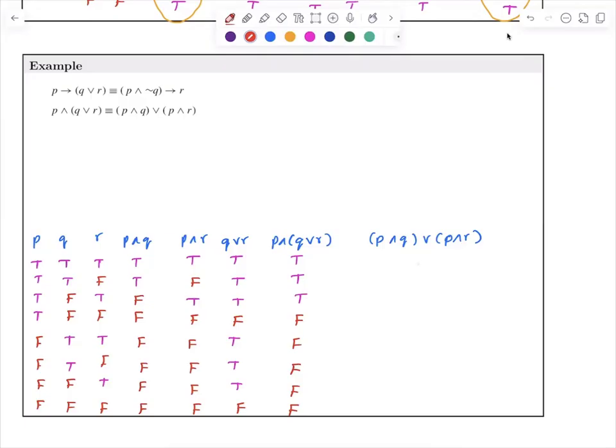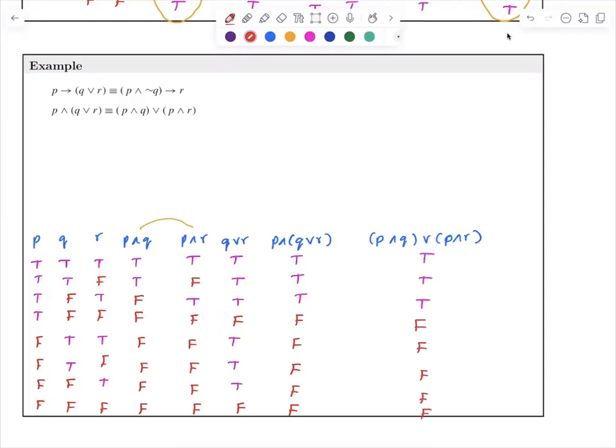combine P and Q or P and R. P and Q, P and R, using the or operator. True or true is true. True or false is true. False or true, true. False or false is false. Then we have false or false, which is false. False or false, the rest of them, as you can see, are false.